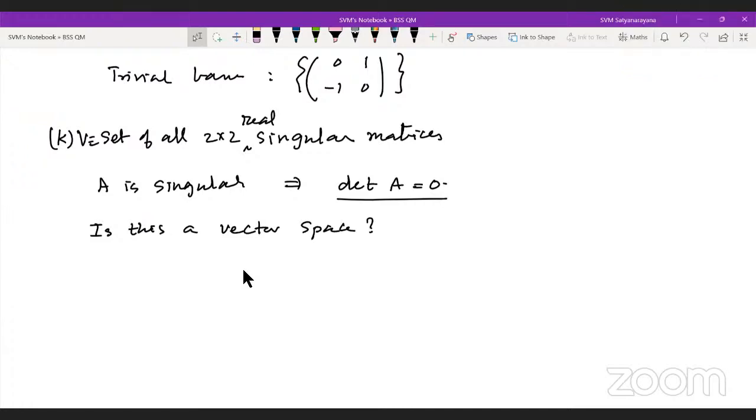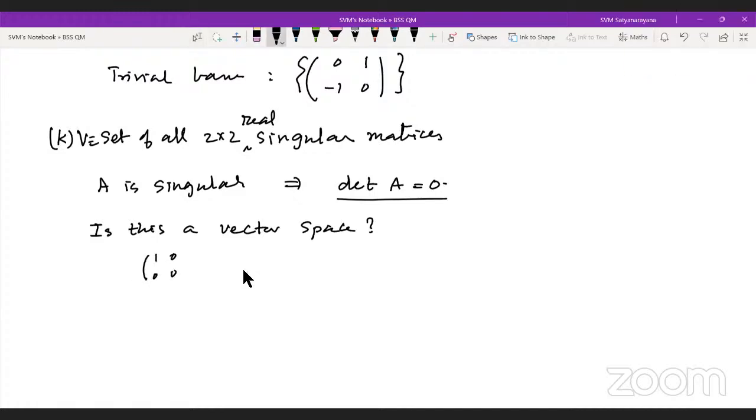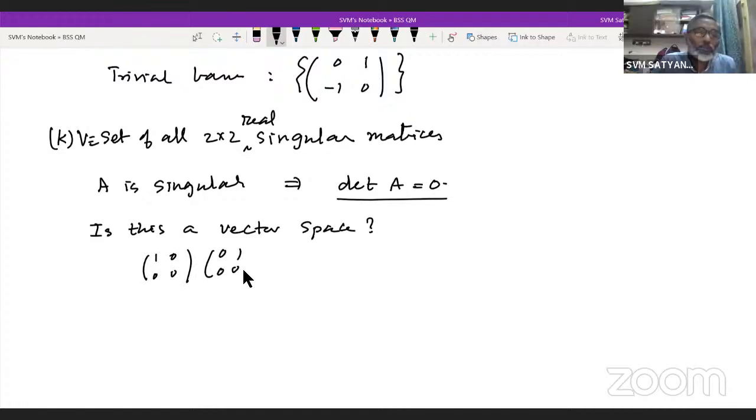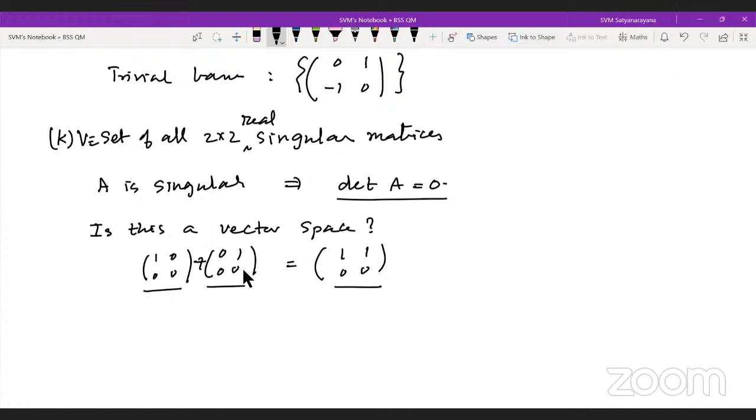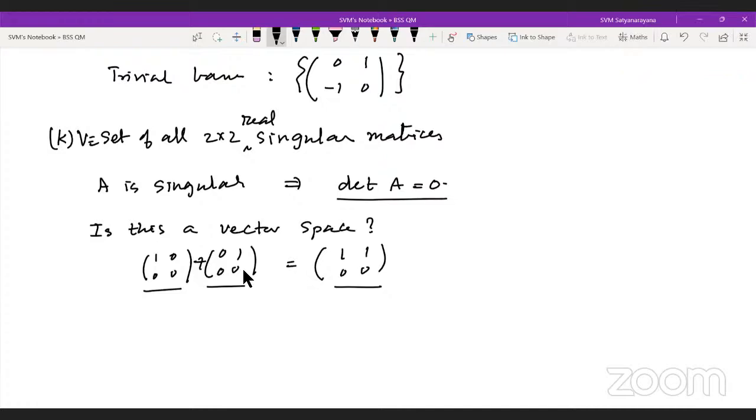So we can have 1 0 0 0 and 0 1 0 0. If I add, what will I get? 1 1 0 0. This determinant is 0. This determinant is also 0. So it is closed, no? Sir, the inverse will not exist. But we don't require inverse. What is the inverse we are talking about? Sir, additive inverse.